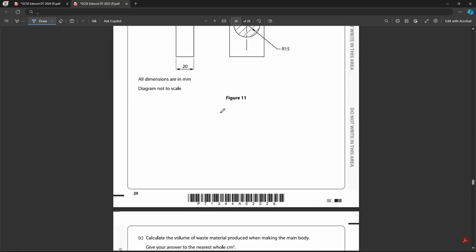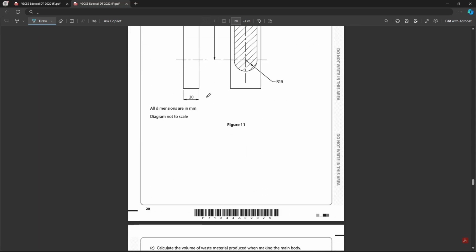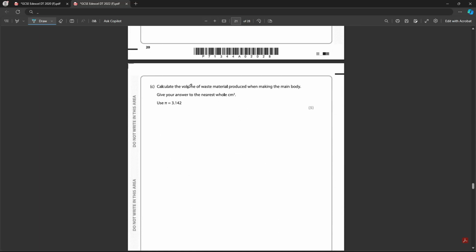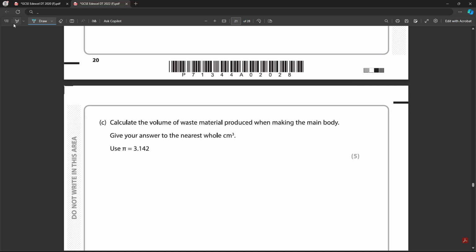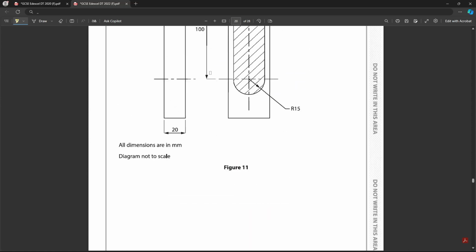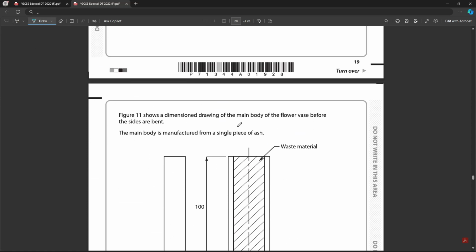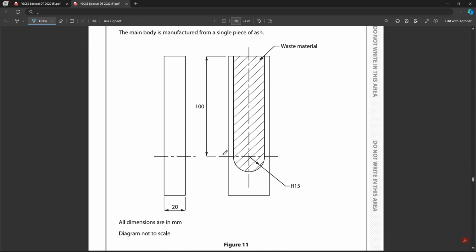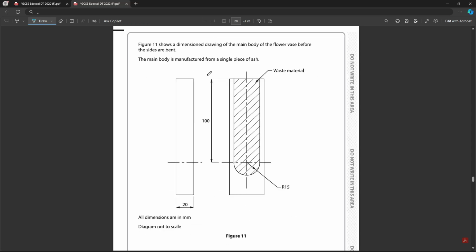Let's do this maths question actually. So calculate the volume of waste material. So at GCSE level, all of these maths questions are going to be like foundation level maths, compared to your GCSE maths. So calculate the volume of waste material produced when making the main body. We're using pi and then cm cubed. Okay, volume of waste when making the main body. Figure 11 shows the main body. Figure 11 is all of this.